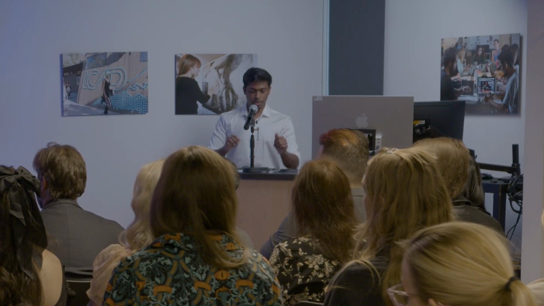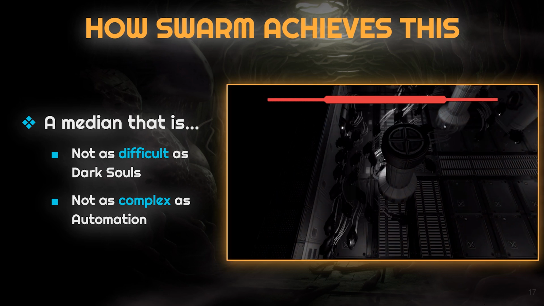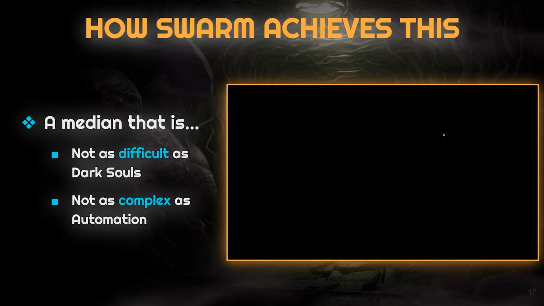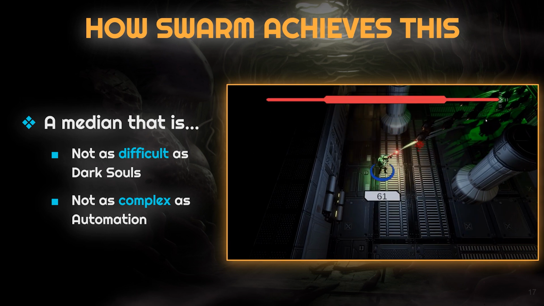So how does Swarm achieve this? Well, a little bit of both. It's not as difficult as your Souls games or Sekiro, but at the same time, it's not as complex as automation games. Players still die a lot, but it's not that difficult.